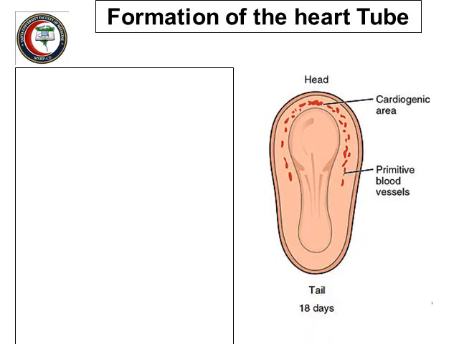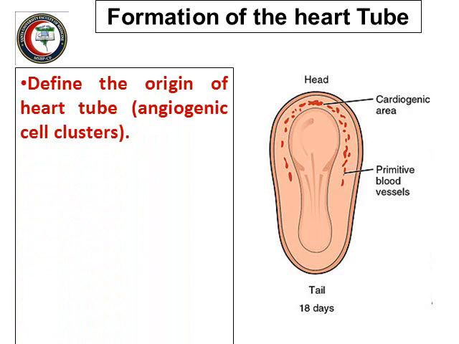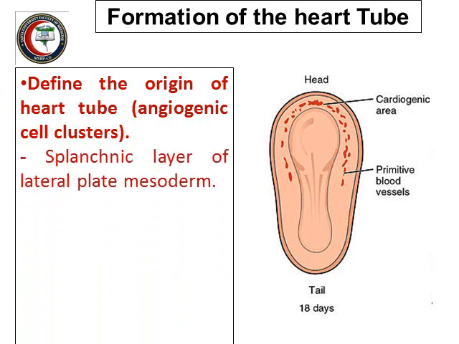If you look to this diagram, you can see the embryonic disc, trilaminar embryonic disc. What is the first event of formation of heart? Is what's called angiogenic cell clusters. Angiogenic cell clusters, they are groups of cells that develop from the splanchnic layer of lateral plate mesoderm. If you remember, the lateral plate mesoderm divided into somatic layer and splanchnic layer.